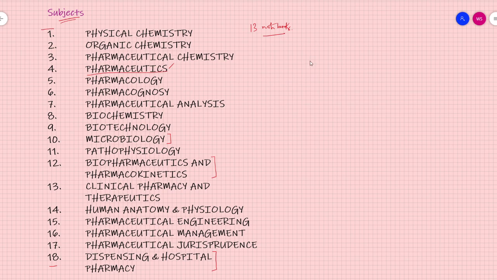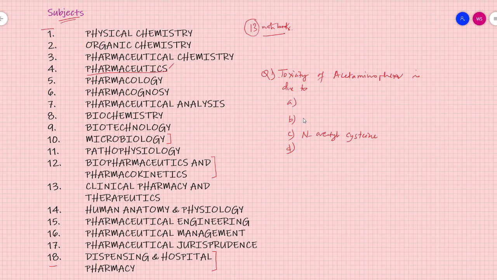Now, why do we need these notebooks? What are we going to write? Let's consider a small example. Say, toxicity. This is the question: toxicity of acetaminophen is due to, and we have these options. The third option being N-acetylcysteine.